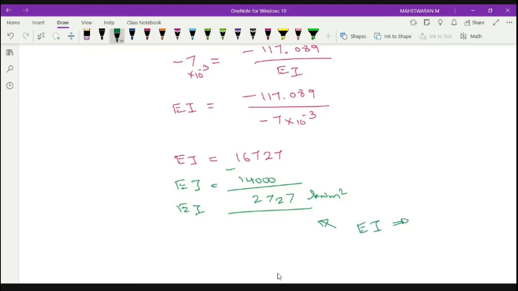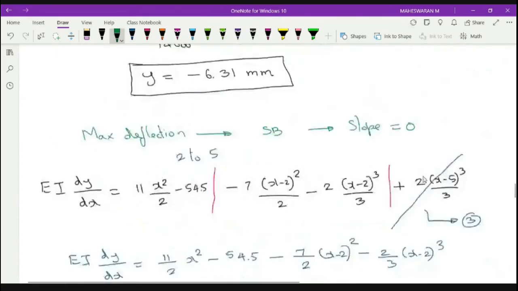How to do that? I can increase the breadth. Okay, we know that I is bd cube by 12. If I consider this d, if I increase the d value, even 1 mm if you increase, it is 3 times. Okay, so 3 times it is increased. Automatically, it will increase your moment of inertia, which automatically decreases the maximum deflection. Okay, this is how we can solve this problem.